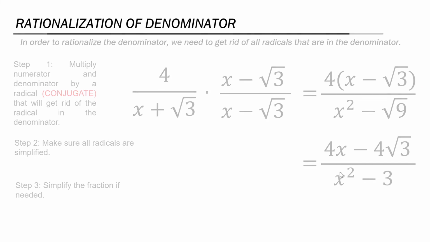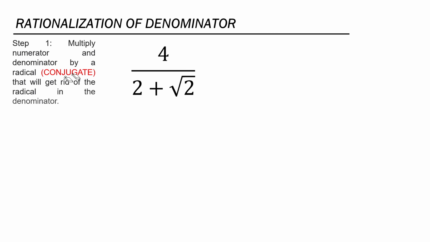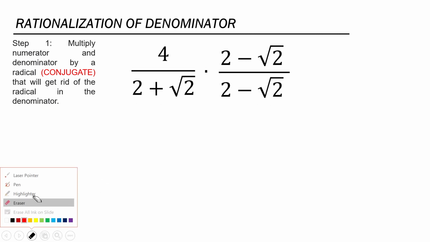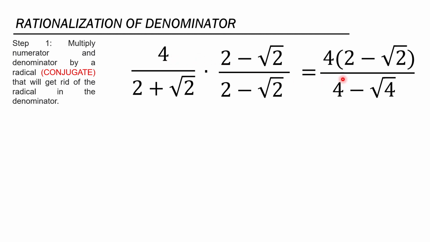Okay, another example. So 4 over 2 plus square root of 2. Again, multiply by the conjugate. So multiply natin 2 minus square root of 2 over 2 minus square root of 2. Conjugate nito. Okay. After that one, we multiply. That is equal to, kunin natin ang square. 2 squared is 4. Then, square root of 2 squared, we have square root of 4. Always minus yung sa gitna. Okay? Then, multiply. So, 4 times 2 minus square root of 2.